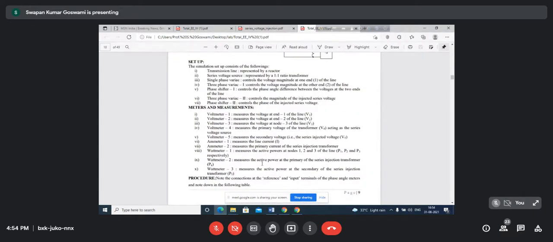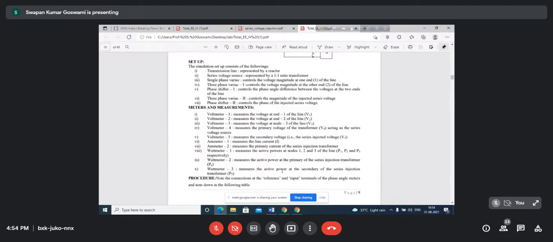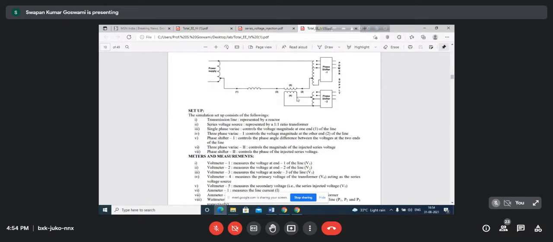Then wattmeter 2 measures the active power at the primary of the series injection transformer, P4. How much power is actually being injected by this transformer to this line. And how much power is either delivered from this winding to this winding, or received by this winding from this winding, is measured by another wattmeter, wattmeter number 3. It measures the active power at the secondary of the series injection transformer. So we are naming this winding the primary and this winding the secondary. You will see that for run 1 and run 2, this will be acting as the primary, and this will be between 2 and 3.